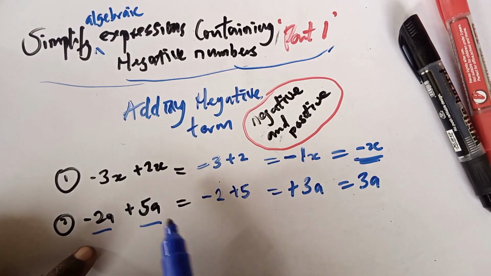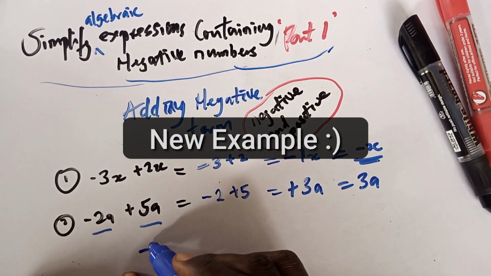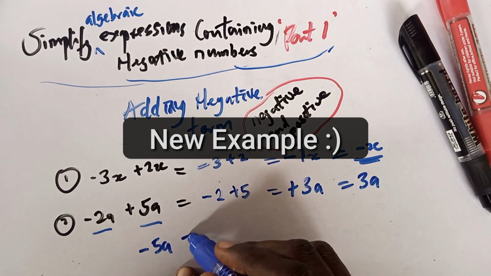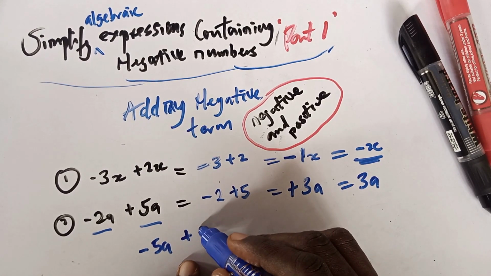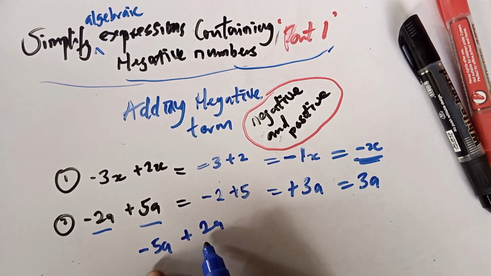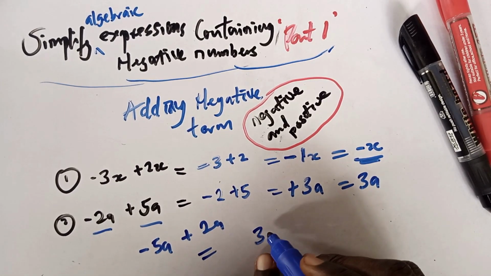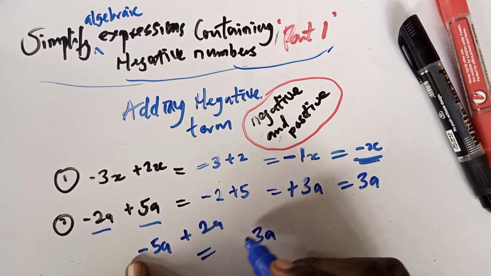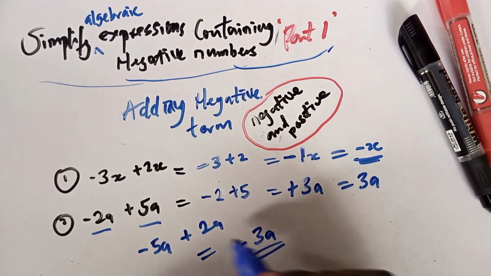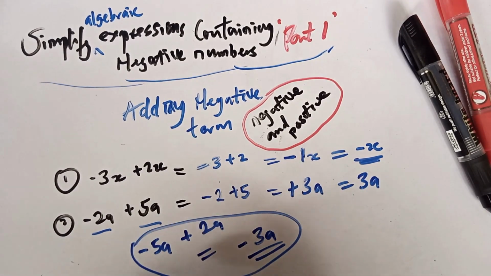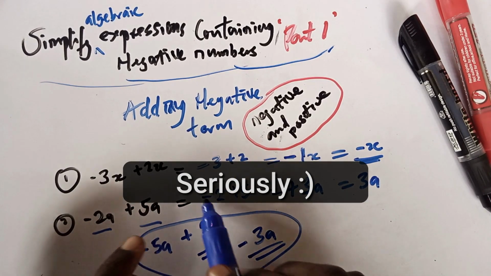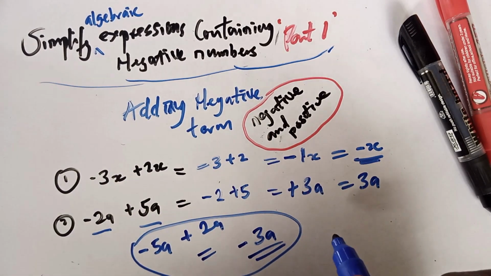Keep this in mind: it doesn't matter about the arrangement. Let's assume that we have minus 5a and then plus 2a. The signs are different, so you find the difference, and the sign of the answer will be the sign of the bigger one, which is minus 3a. You can see the difference now. So keep this in mind and pay attention to all these things, because you will need it a lot.